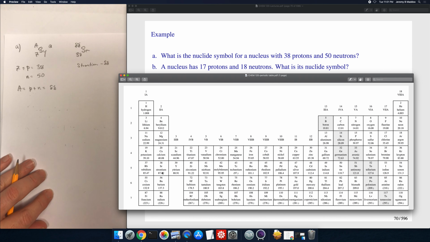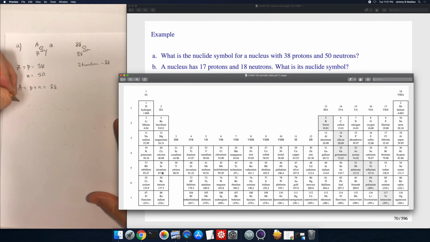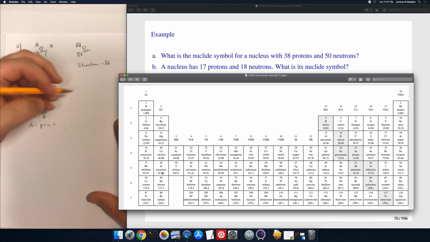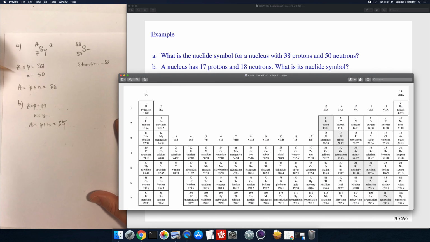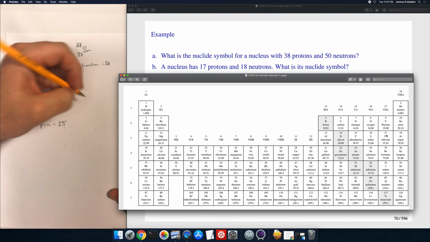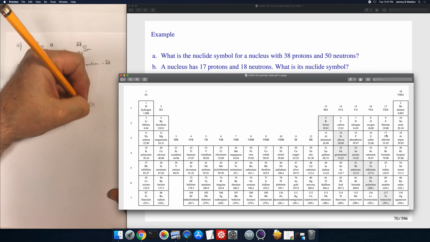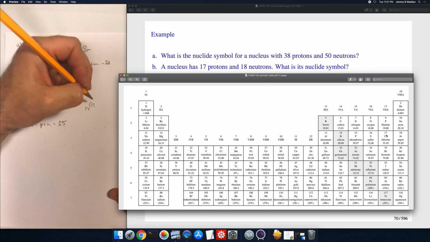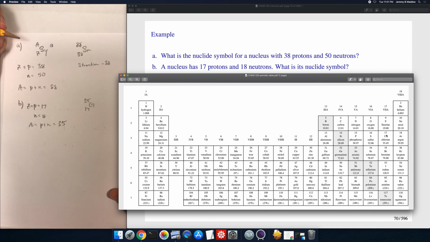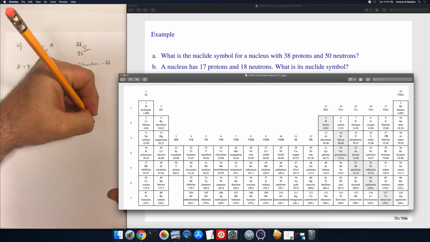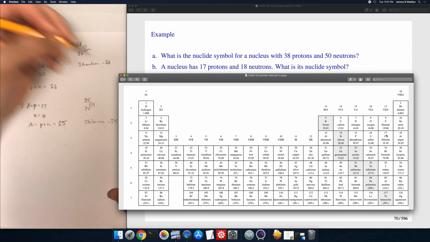For the next one, we have a nucleus that has 17 protons. So the number of protons, the atomic number, is equal to 17. The number of neutrons is equal to 18. So the mass number, which is the sum of the two, is 35. You look to your periodic table. Atomic number 17 is chlorine. 17 goes down in the lower left, and the mass number 35 goes in the upper left, and we would call this chlorine-35.